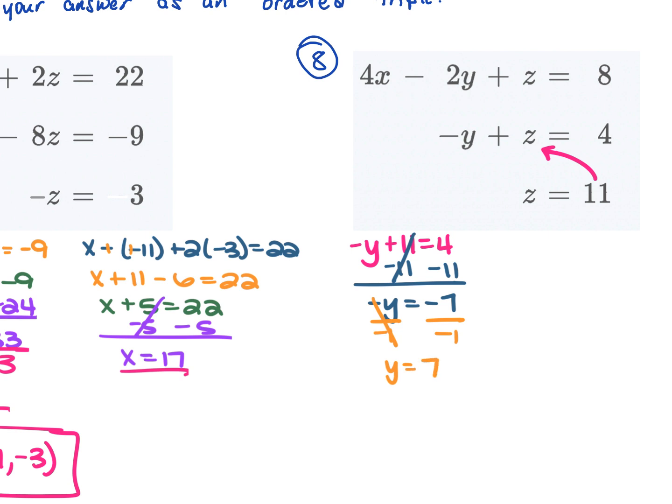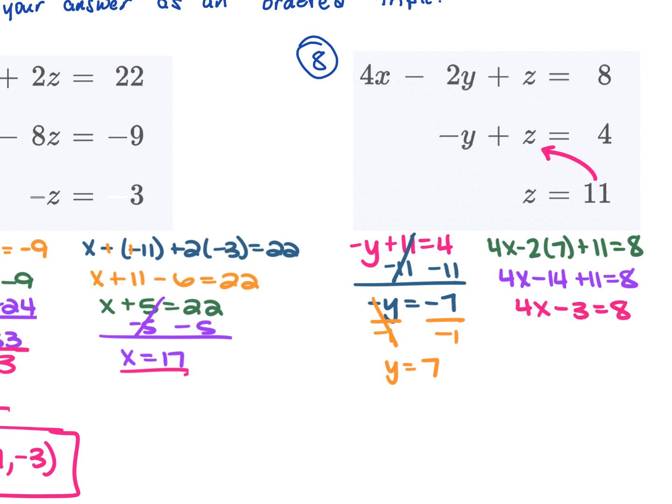So we're now going to take both of these and plug them into that top equation to get 4x minus 2 times 7 plus 11 is equal to 8. Your negative 2 times 7 is negative 14. Negative 14 plus 11 gives us negative 3. So that's 4x minus 3 is equal to 8. We're going to add the 3 over first to get 4x is equal to 11. Then divide each side by the 4. And we have that x is 11/4.